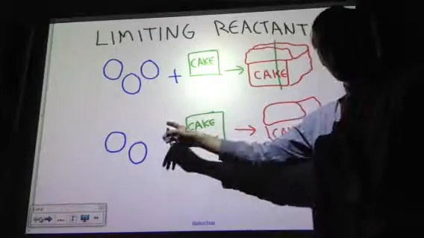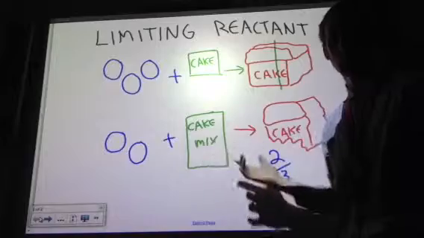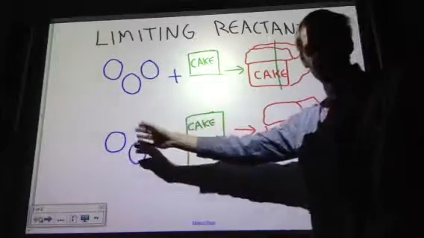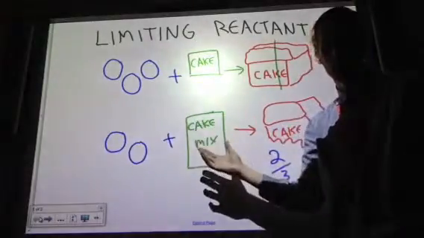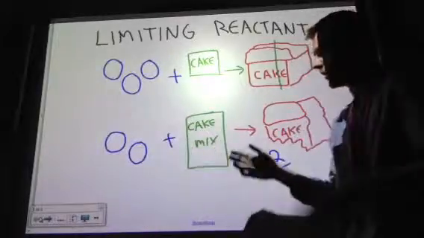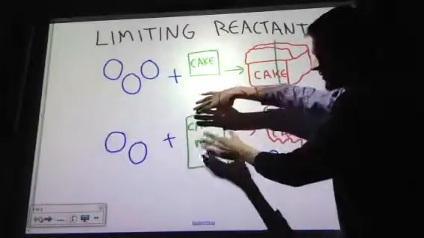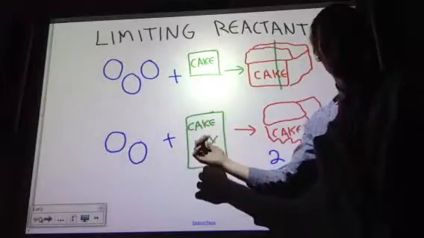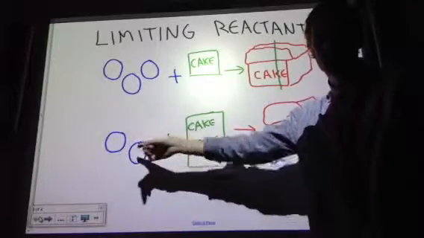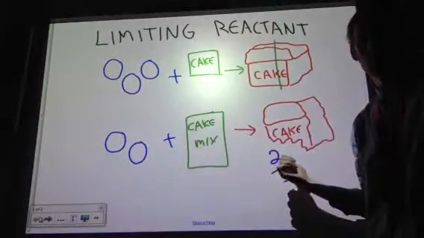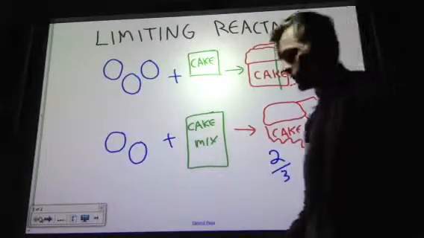Because if I use 3 eggs and 1 box of cake mix, I'll get a full cake. If I use less of one and the full thing of the other, I get the smaller amount. So it doesn't matter how much of this I use. I could use 1,000,000 cake mixes. If I only have 2 eggs, I'm still only going to get 2/3 of a cake. All right?